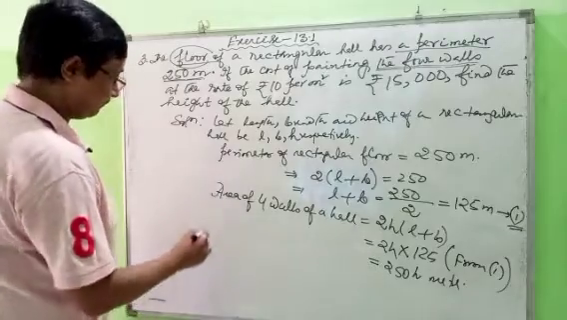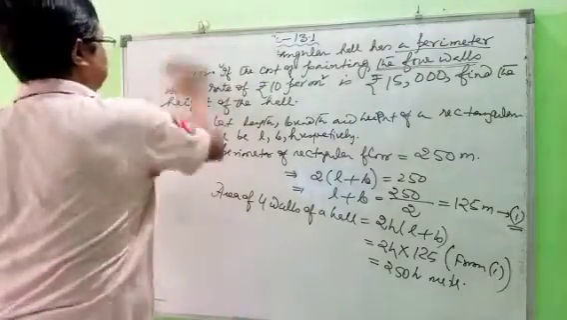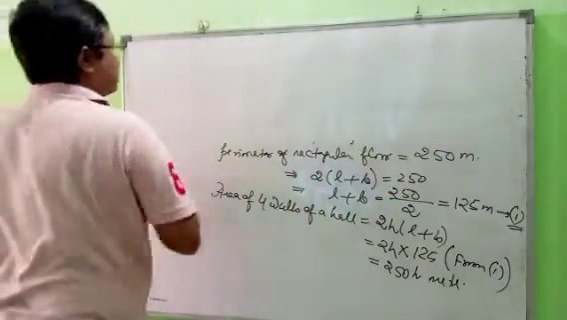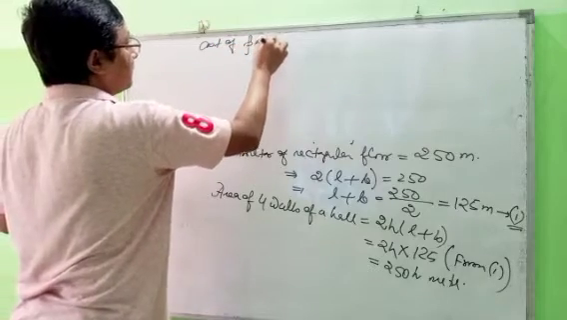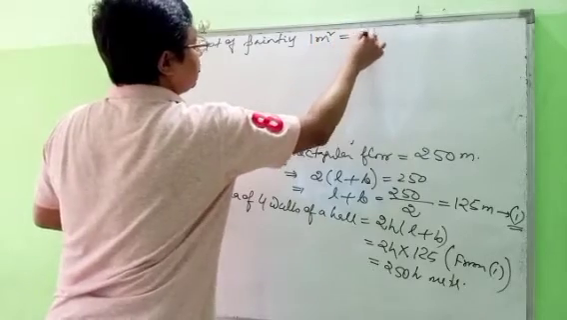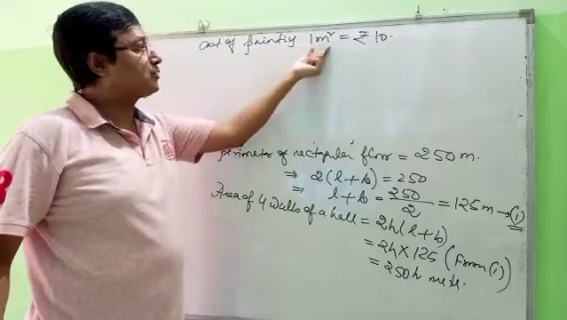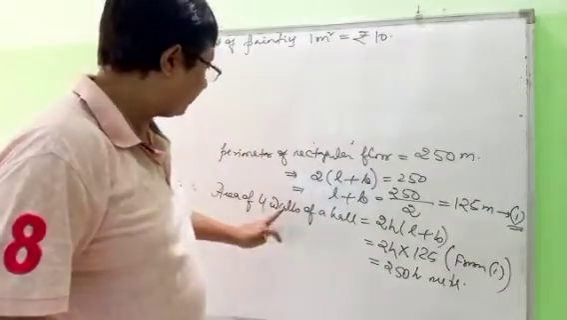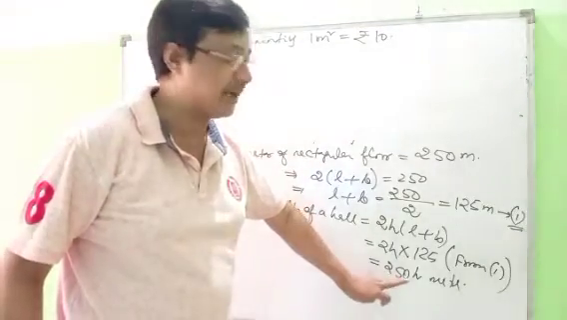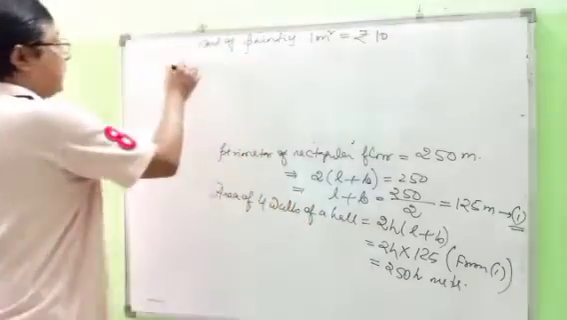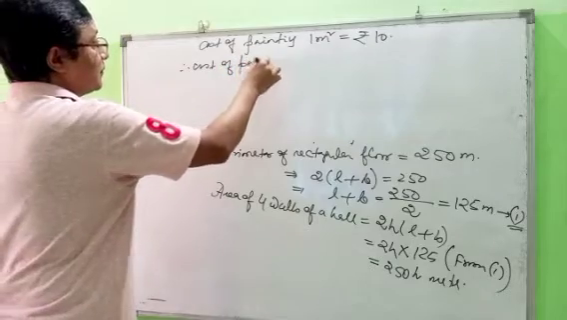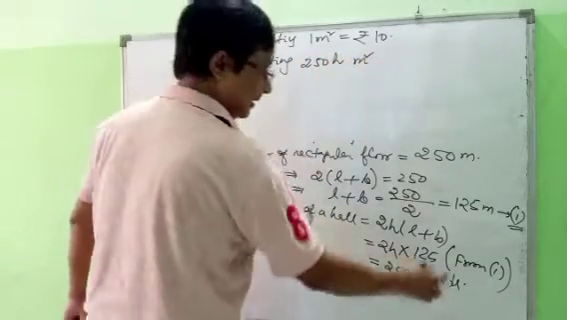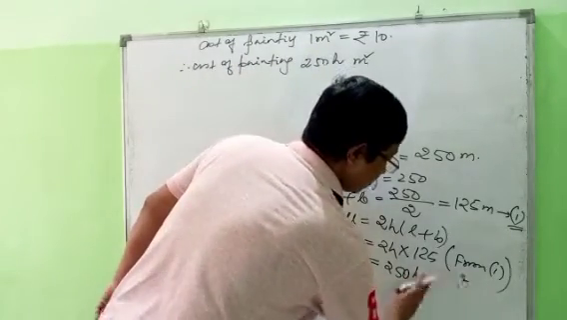Now the cost of painting 1 square meter is equal to rupees 10. So it is given. If you paint 1 square meter of the wall, that will cost 10 rupees. Now how much is the area of the 4 walls? The area of the 4 walls is this much. So now you are going to find the cost of this much area. So the cost of painting, how much area? It is 250H square meter.